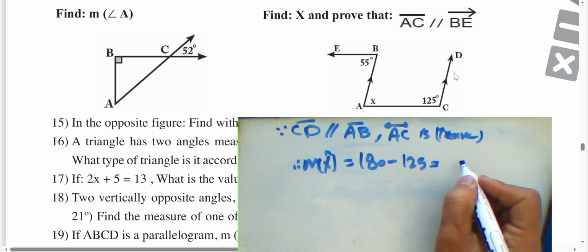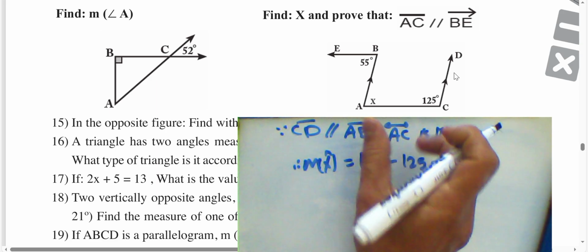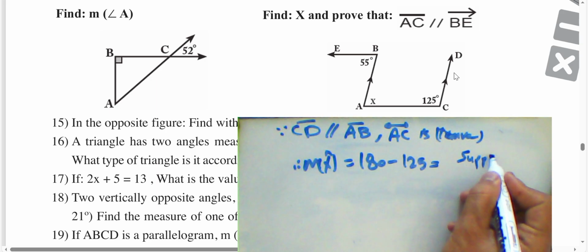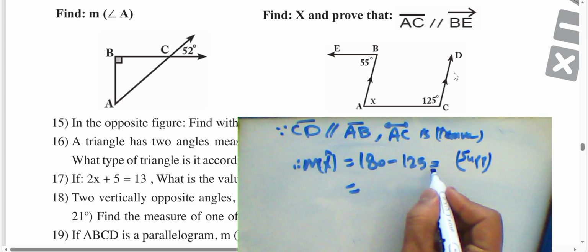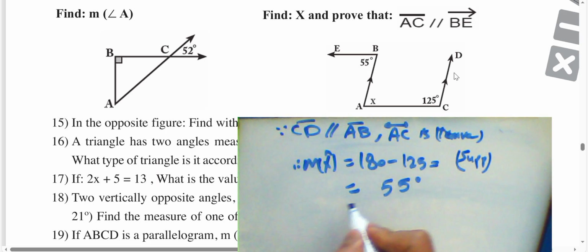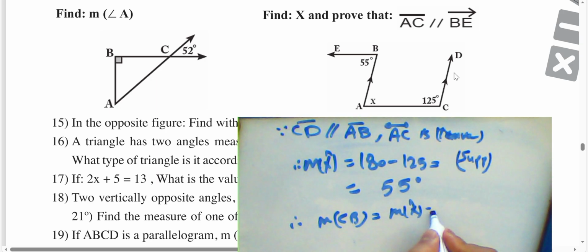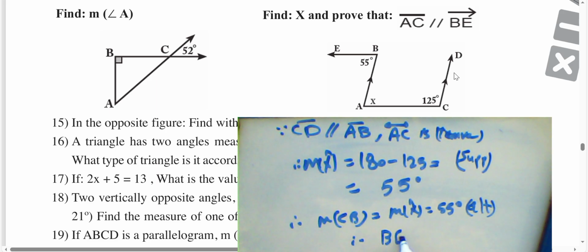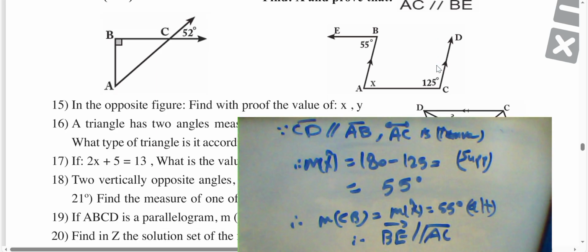We call them supplementary angles. Then the difference between them, 180 minus 125, equals 55 degrees. So we note that the exact measure of angle B is equivalent to the measure of angle x, equal to 55 degrees. Then we call them alternating angles. Then PE is parallel to AC. Okay, they are parallel.